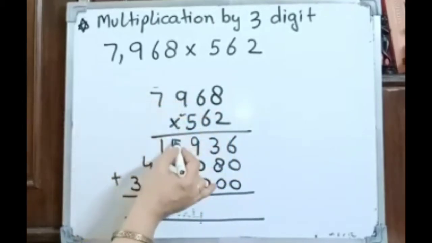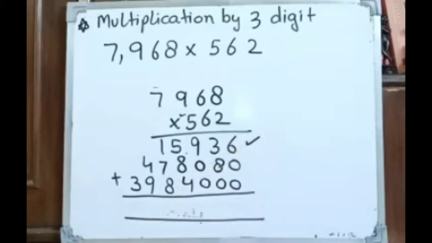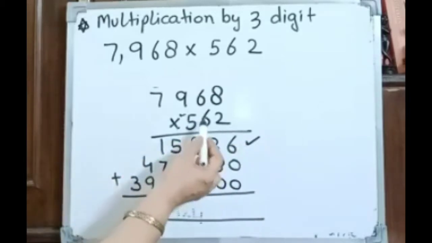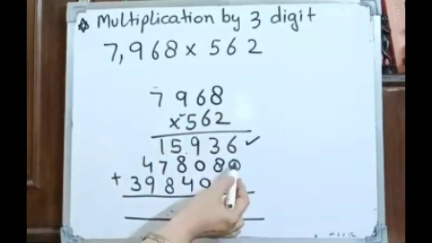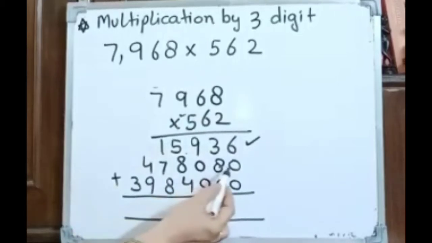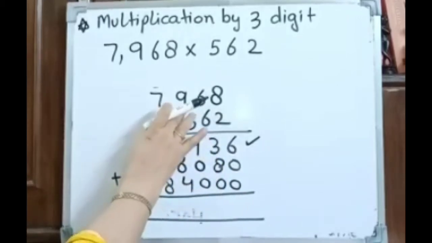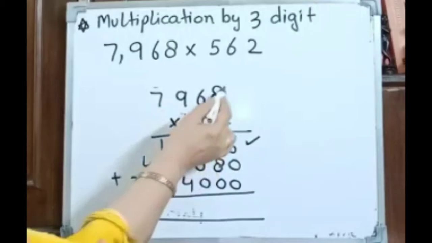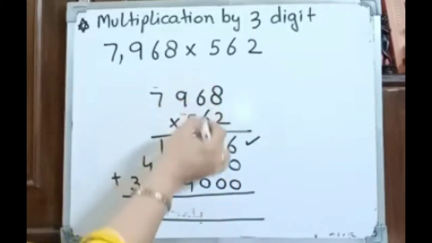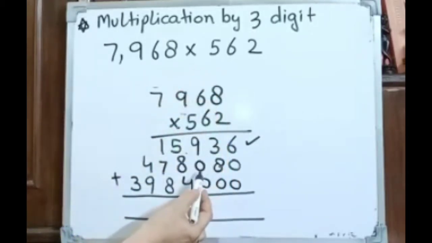2 7s are 14. Now this is right. Now I am taking the next number. 6 8s are 48. We have to put 0 here, as we are taking the digit in the tens place. So 6 8s are 48, carry 4. 6 6s are 36 and 4, 40.